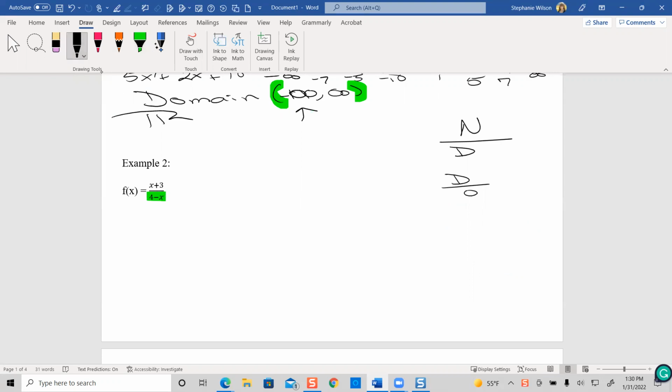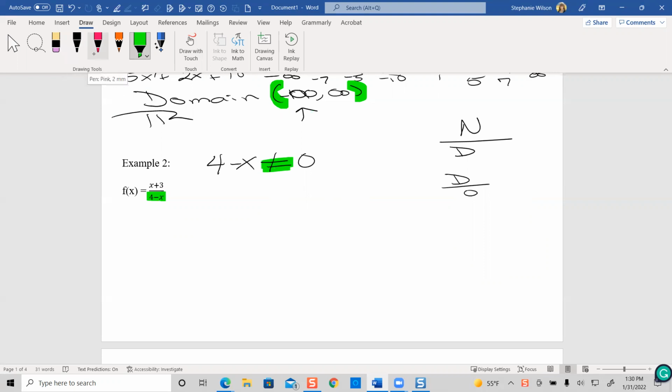So I'm going to take the denominator and I'm going to set it not equal to 0. Why did I say not equal to 0? Because if it equals 0, then that means this is not going to yield a real number. Therefore, we have an undefined function. So let's solve for this.